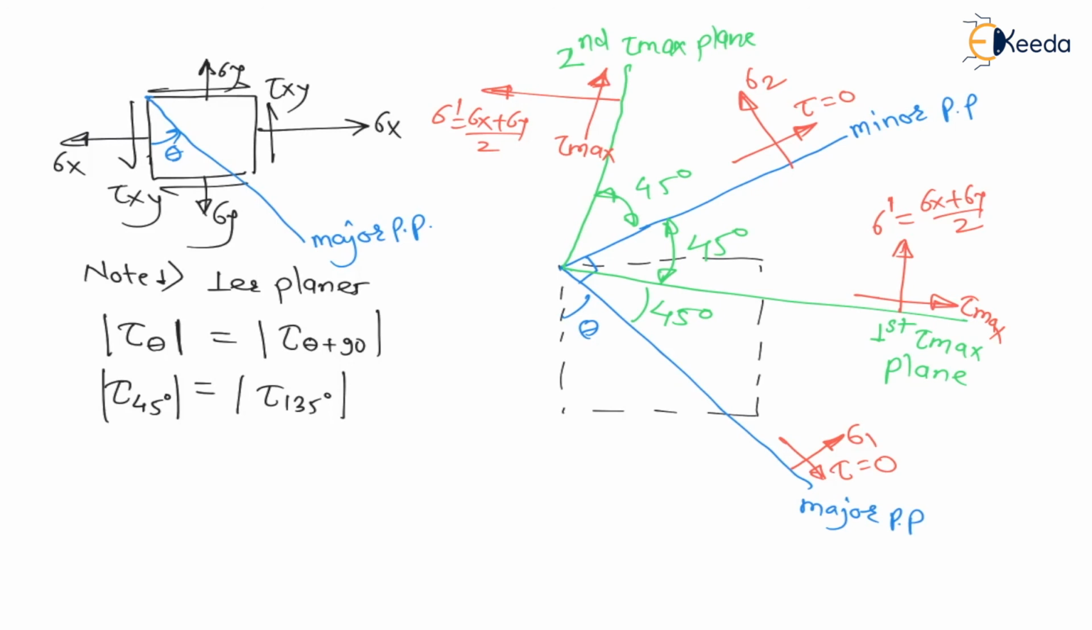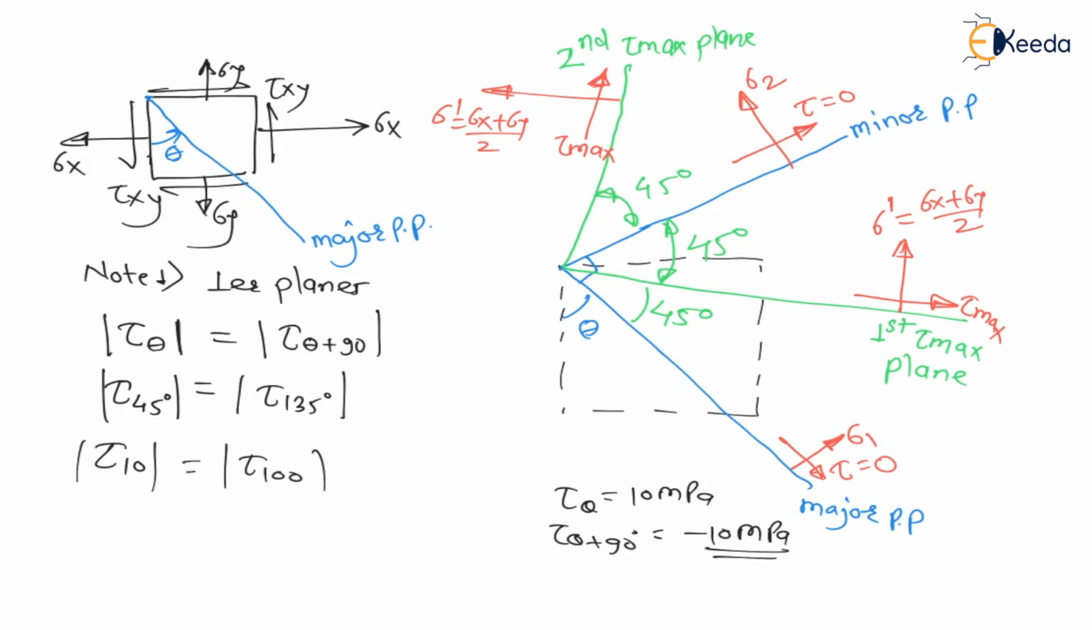On, let us say, on some plane, on theta plane, shear stress is 10 MPa. Then on theta plus 90 degree, the shear stress may be minus 10 MPa, but the magnitude is same. Magnitude means we have to consider positive value. It may be a negative, but we have to consider positive value. Again, if I calculate shear stress on 10 degree plane, then we will find the same shear stress magnitude on 100 degree plane also. Right, this is the first note. That is, on mutually perpendicular planes, the same magnitude of shear stress is acting.